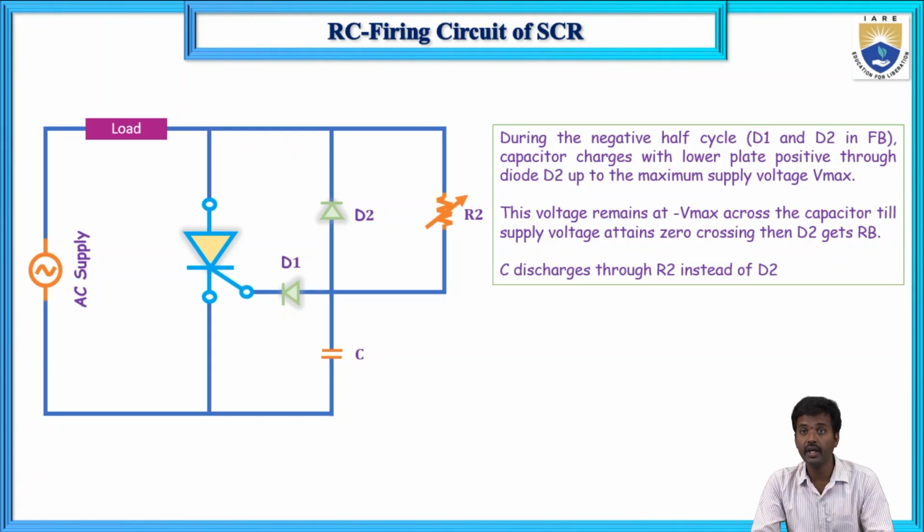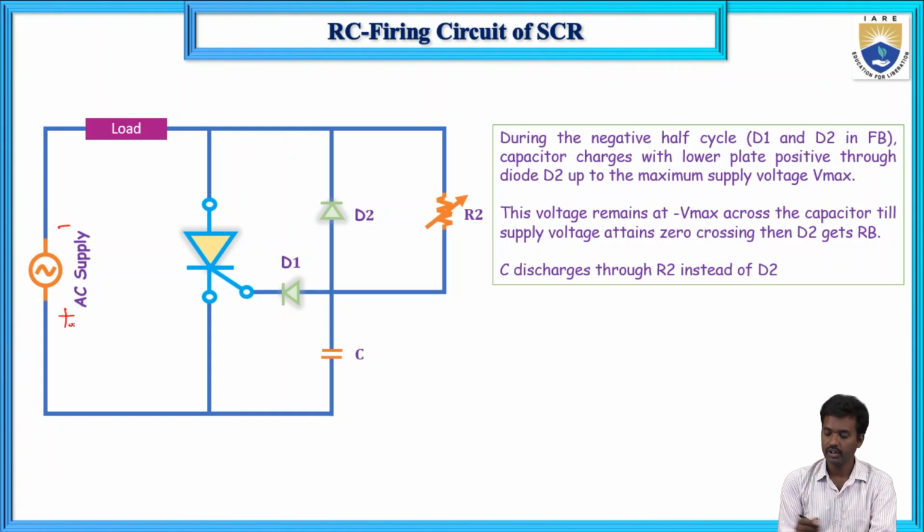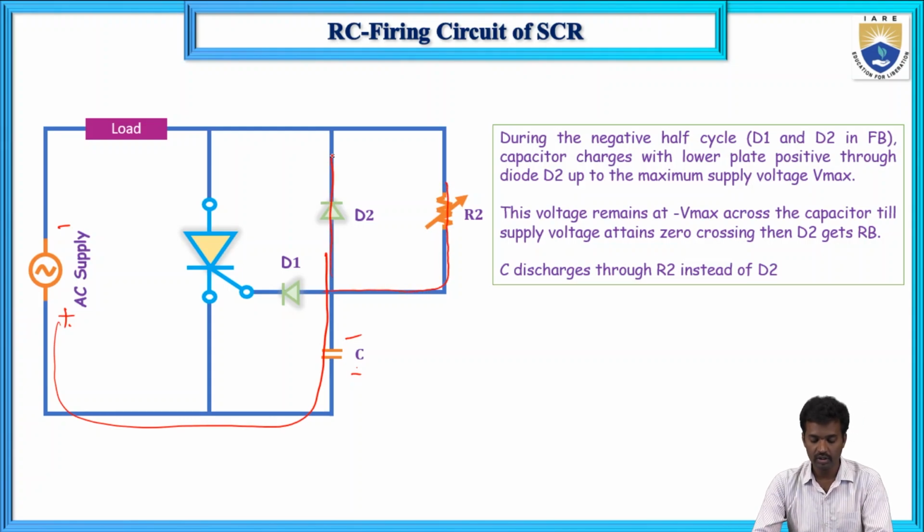So now, during the negative half cycle, diodes D1 and D2 are in forward bias, and this capacitor charges, minus plus, with the lower plate positive through D2. It will not go through this route, as the current path selects the least resistance path.